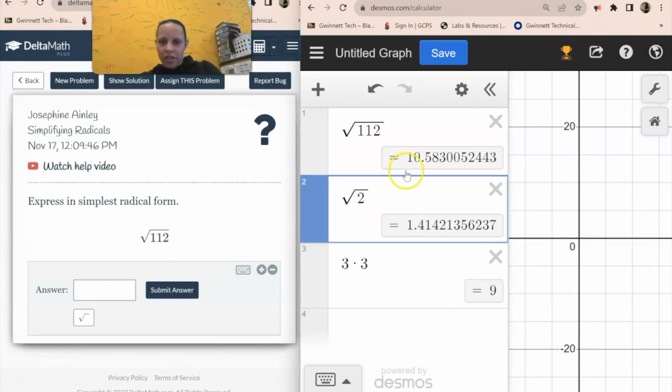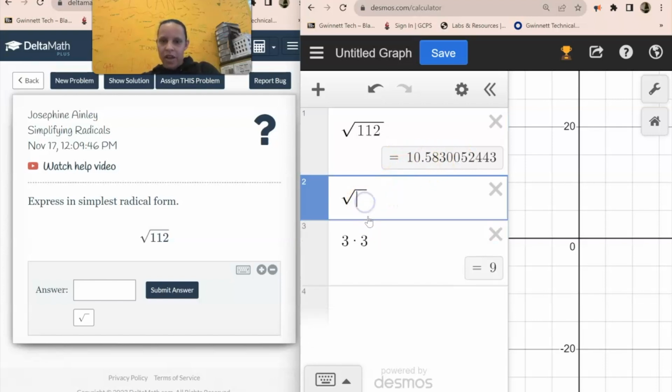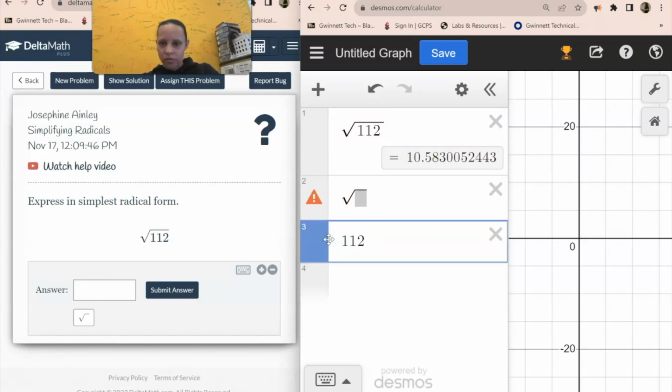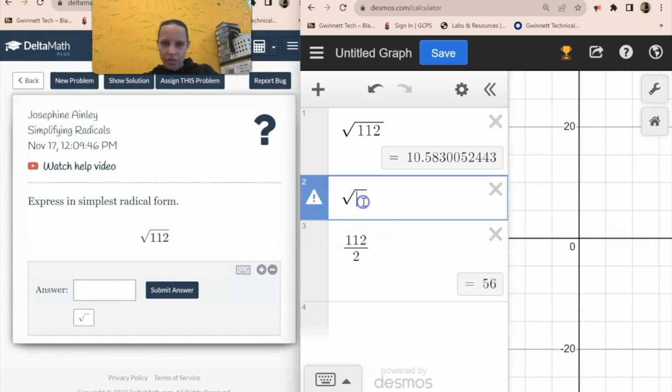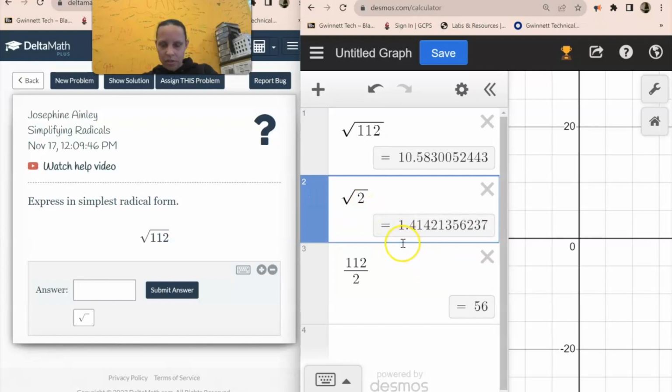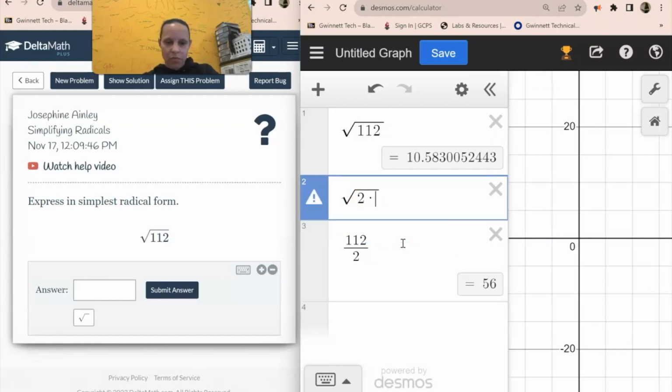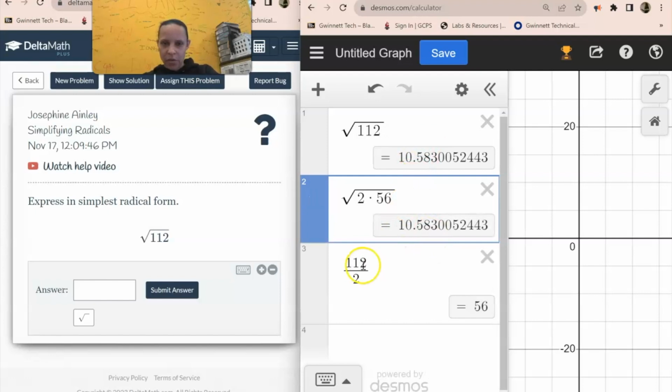All right, and this is going to be our breakdown. So we're looking for it to stay at 112. So we're going to put 112 divided by, all right, we'll check 2. All right, 56. So it's going to be 2 times, is that a fast way to say times? Yeah, 2 times 56. All right, we're still at the same number, so we're looking good.